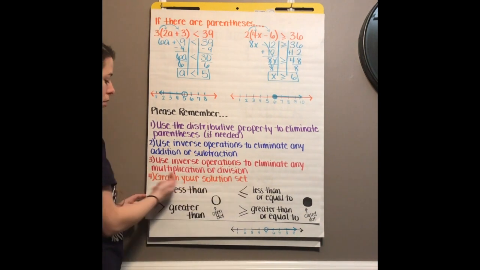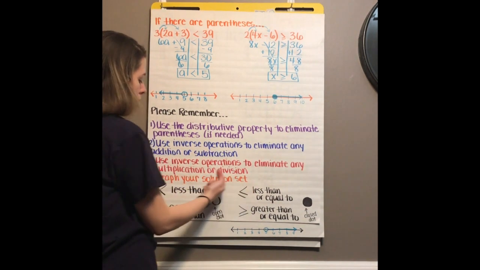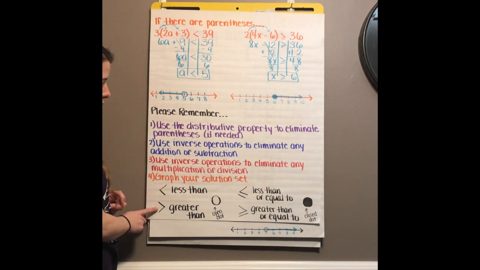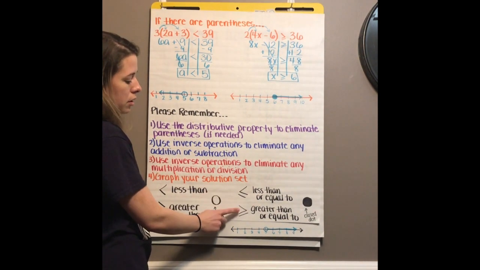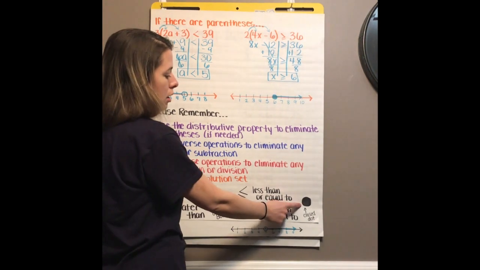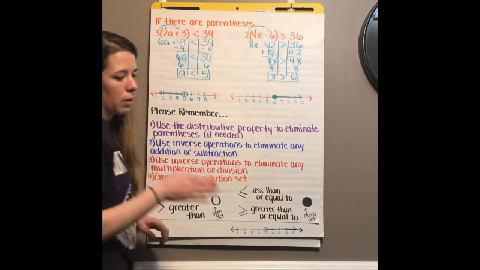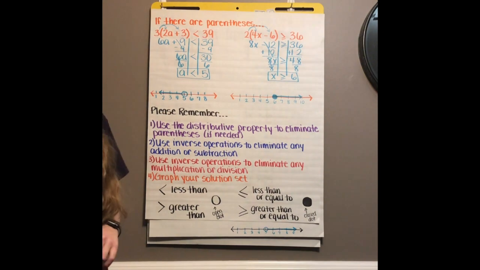So this step is the extra step from equations. When it's a less than or greater than sign, we use an open dot. If it's a less than or equal to or a greater than or equal to, we use the closed dot. And then we want to point towards the numbers that make that inequality true.